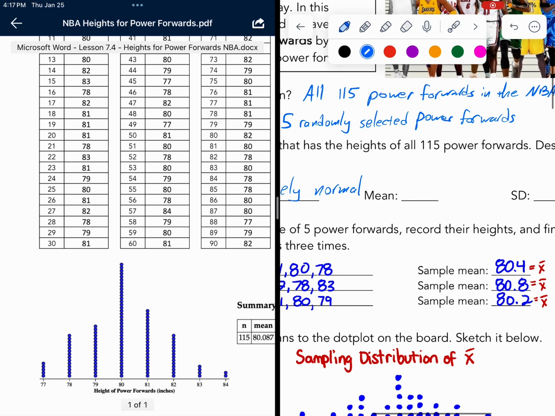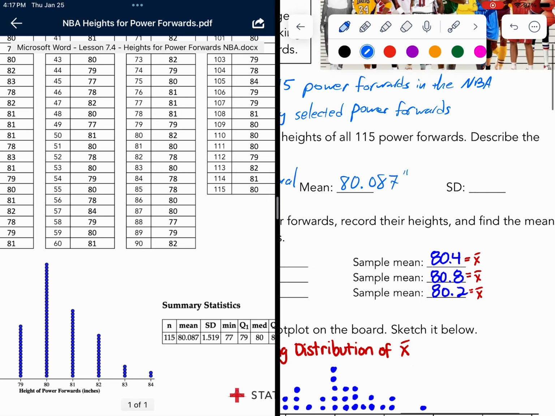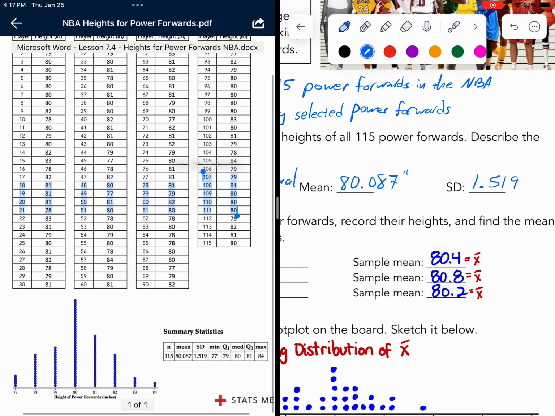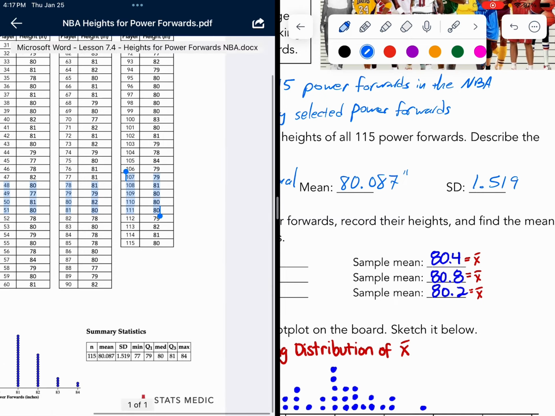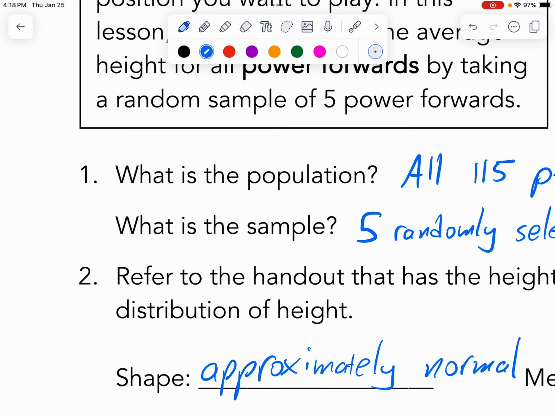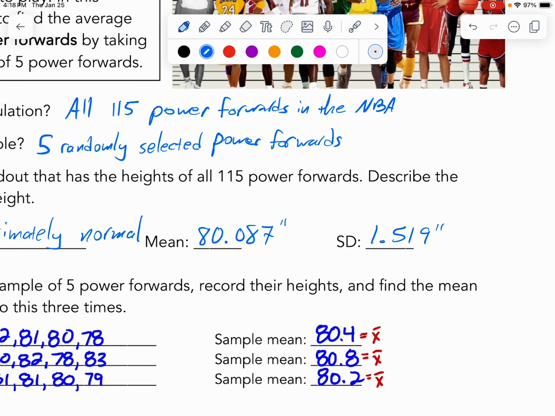And the mean, this is from the applet, is 80.087 inches, and the standard deviation is 1.519 inches, okay? And I guess the standard deviation would be inches as well.